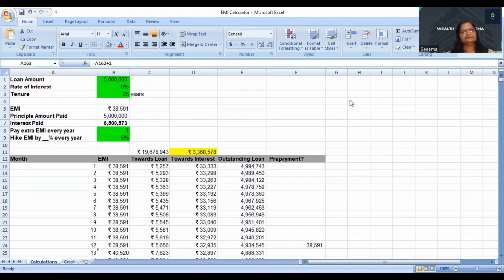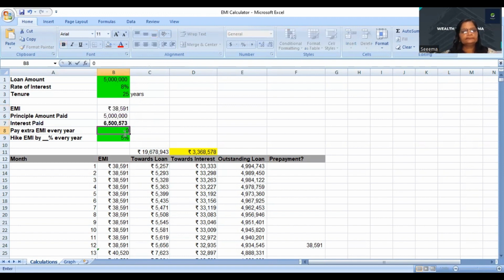So here I'm with my Excel sheet on how to reduce your EMI from the loan company. I'm taking an example of a loan amount of 50 lakhs with a rate of interest of 8% and a tenure of 25 years. This gives you an EMI of 38,591 rupees. Now what is EMI? It is equated monthly installment. When you are paying your EMI at this rate, the total interest that you are going to pay is close to 65 lakhs.